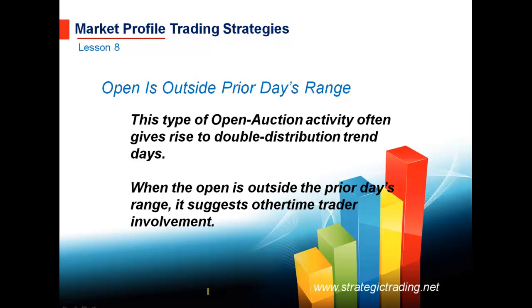Now, if the open is outside the prior day's range, this type of open auction activity will often give rise to what we call a double distribution trend day. And again, I will show that to you, but basically you will have two different value areas within the same day. When the open is outside the prior day's range, it suggests the other time frame trader is involved in the market, and our job again is to discern, identify and detect what they're doing and with what conviction.